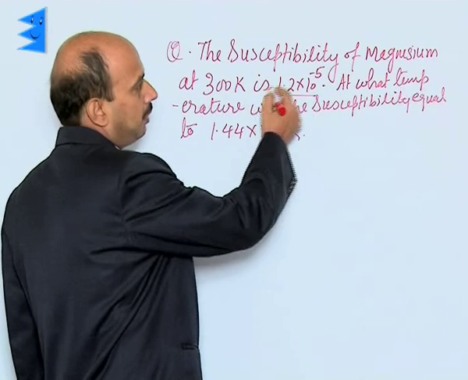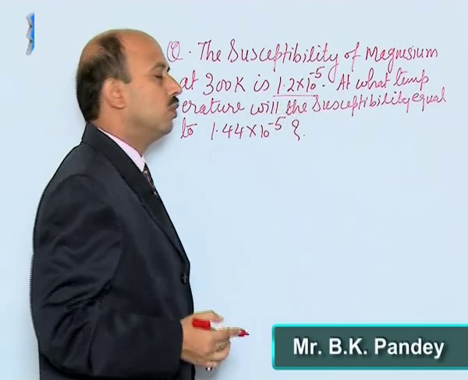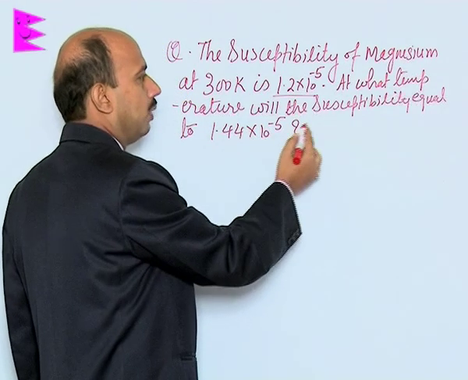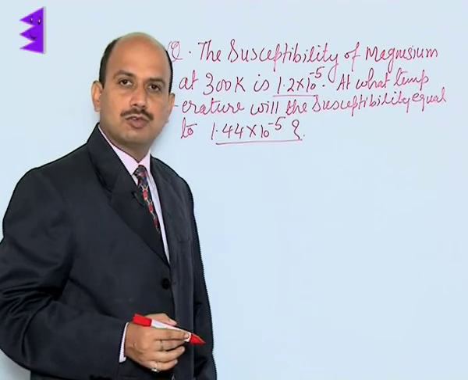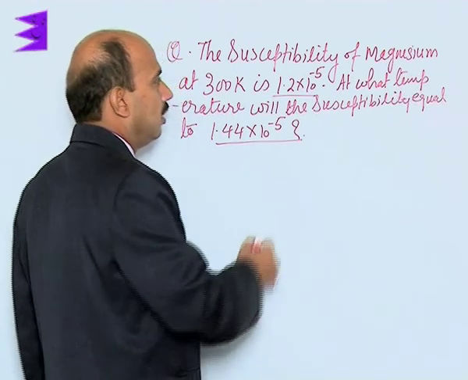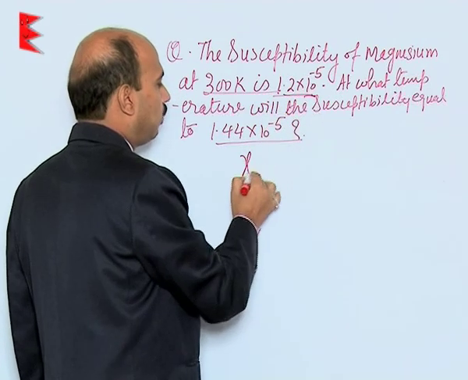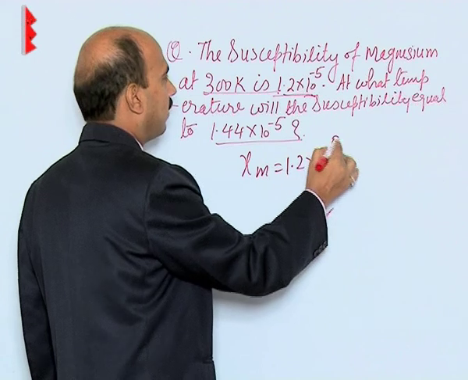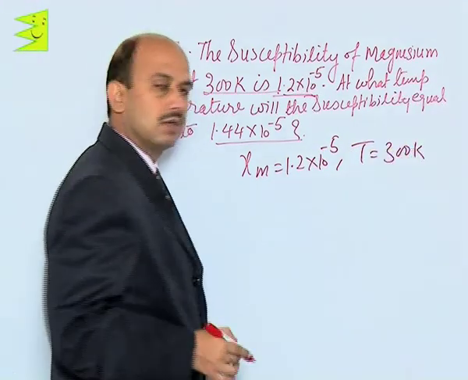Now see here, the susceptibility of magnesium at 300 Kelvin is 1.2 into 10 raised to power minus 5. At what temperature will the susceptibility be equal to 1.44 into 10 raised to power minus 5? So now see here, first case here, susceptibility is given to us, chi m is equal to 1.2 into 10 raised to power minus 5 and T is equal to 300 Kelvin.